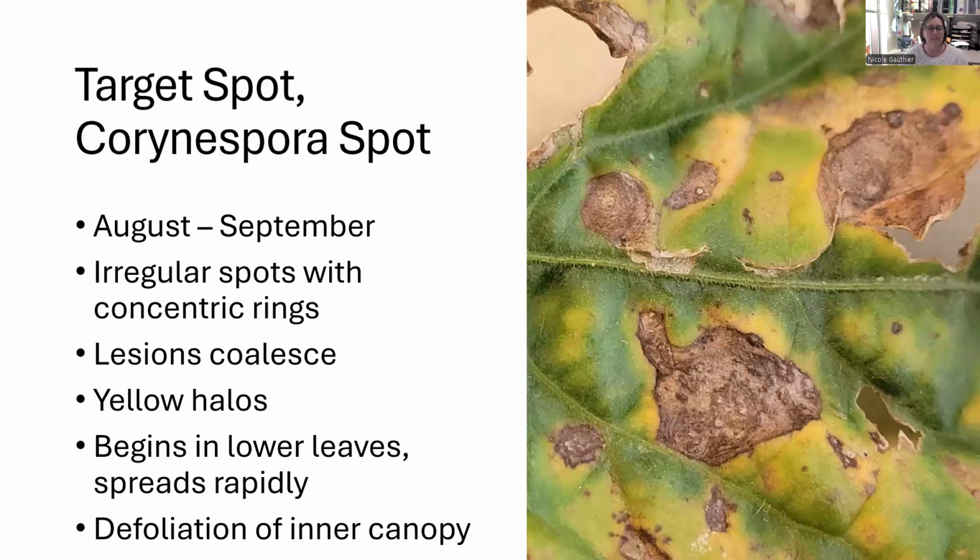So all of these diseases need free water to complete their life cycles. So the more rain we get or the more irrigation that goes down, the higher that humidity or leaf wetness, and the disease can spread really rapidly. We'll see Corynespora spot starting in the inner canopy and working its way out, but a lot of times it's in that lower half of the canopy, and it can work its way up pretty fast and consume entire plants.